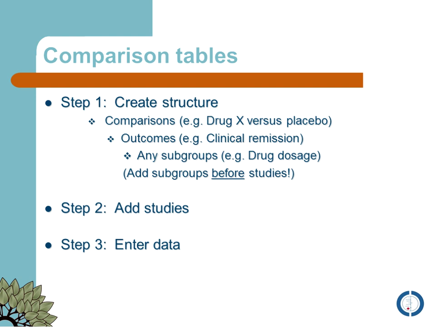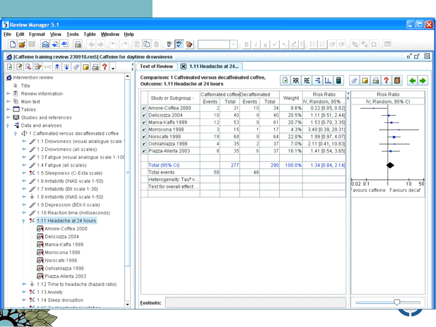And you would also specify how you want your graph labeled, the labels for the left and right-hand side of the forest plot. Then you add any subgroups if you have any. Often we add subgroups for dosages. Then you would add your studies, and then you would enter your data.